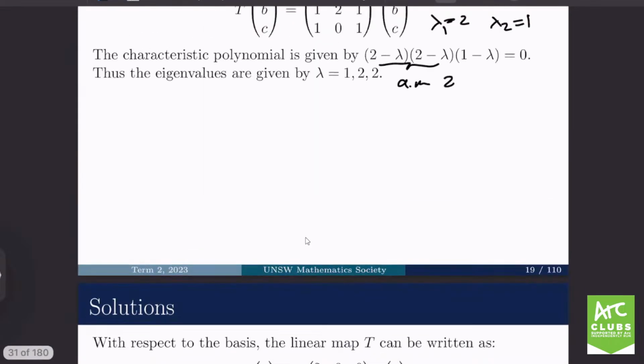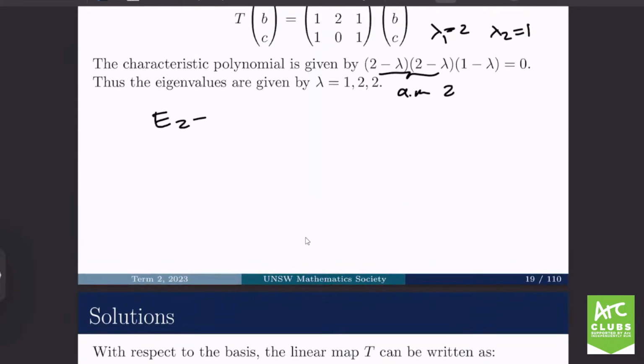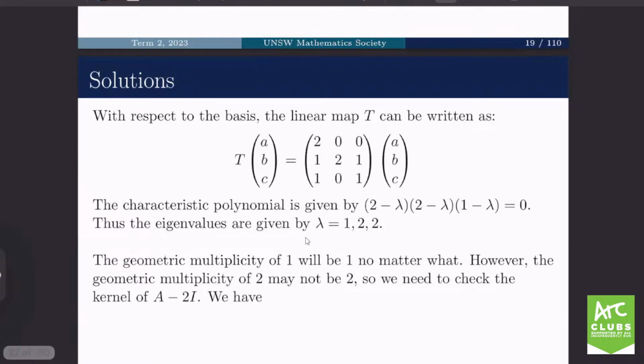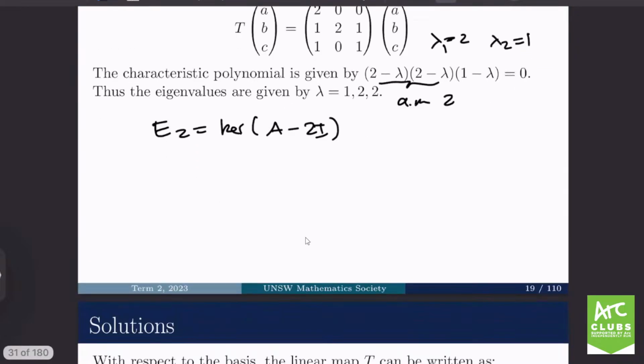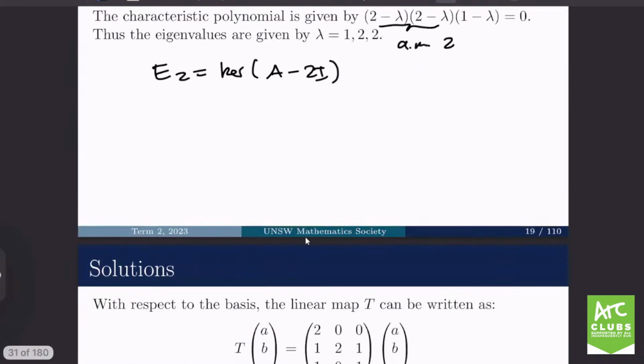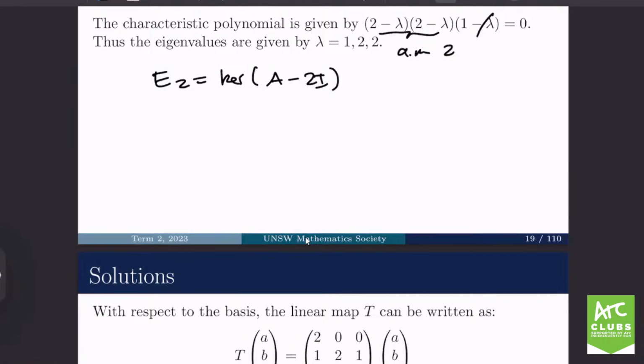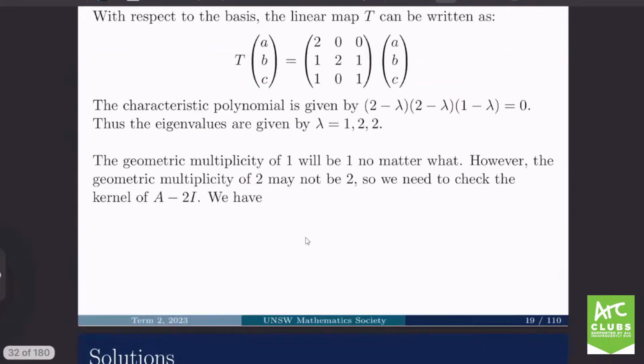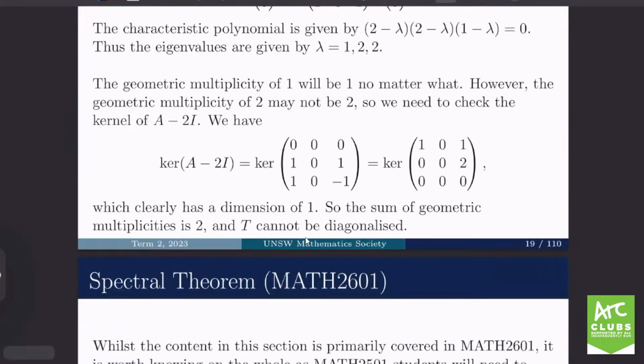And so we'll need to check the eigenspace E2 equals the kernel of A minus 2I. So checking the kernel of A minus 2I, okay, because we don't really have to investigate this one because it has algebraic multiplicity of 1, so that's okay. We need to look at the kernel of A minus 2I. And if we actually bother to find it, what we'll see is that that's equal to this kernel here.